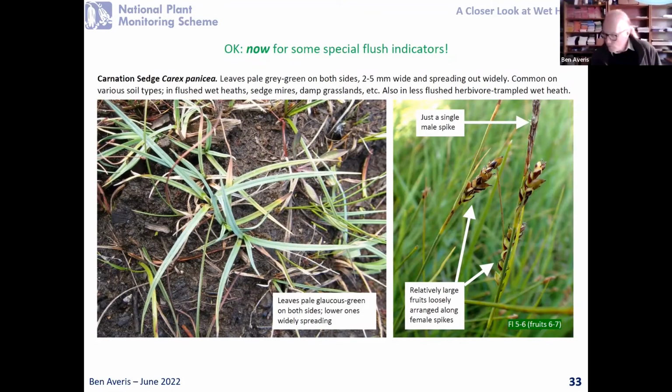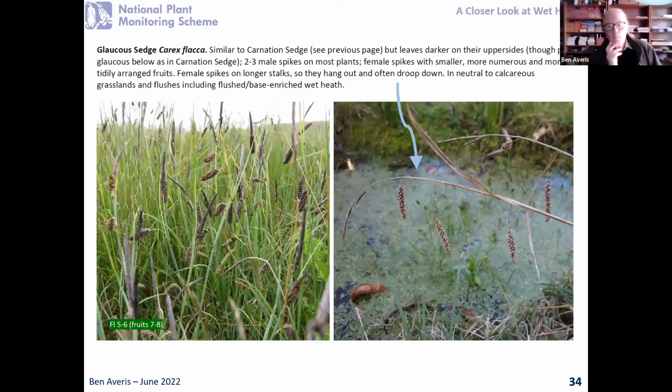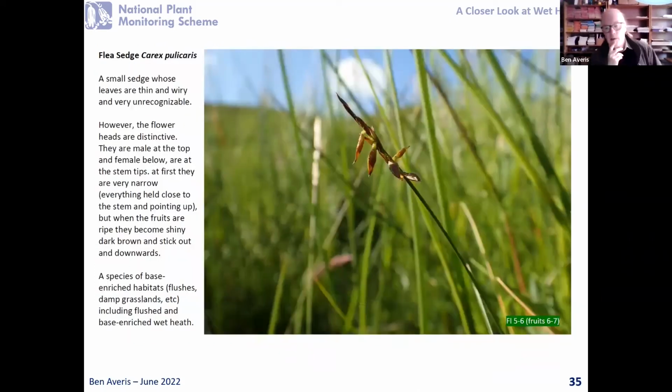Okay, the next one, this is a species that looks a bit like carnation sedge. It's glaucous sedge, Carex flacca. It's a bit bigger in some ways, has some more spikelets. I won't go into all the details. It's a bit more concentrated on less acid soils, a bit more neutral to basic. So we get that in flushed wet heaths.